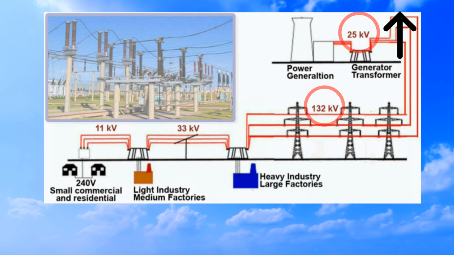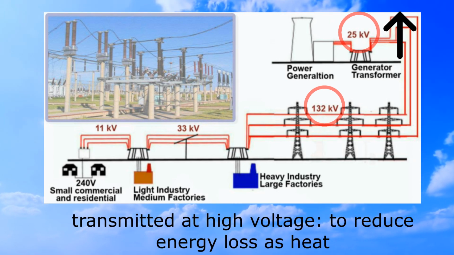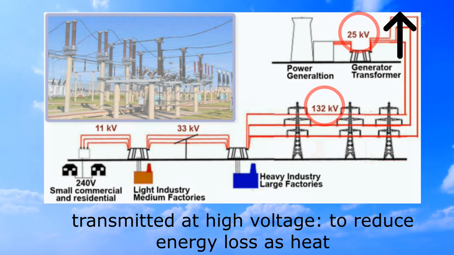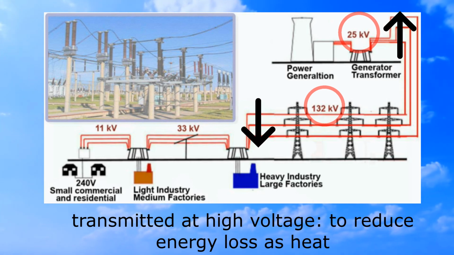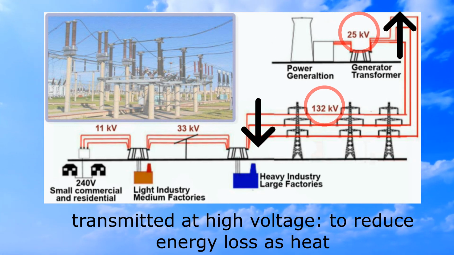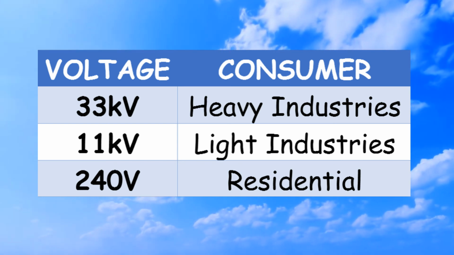The electrical energy is transmitted at a high voltage to reduce energy loss as heat in the cables. Just before reaching the various consumers, the voltage is reduced. It is reduced with step-down transformers at substations to suitable voltages for the respective consumers, as shown. So why do we use the national grid network?